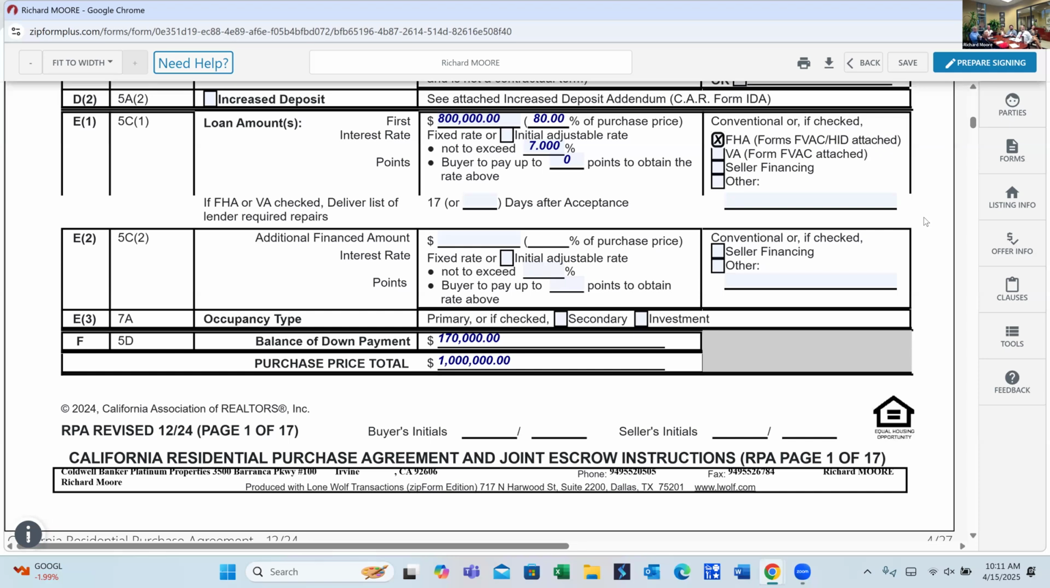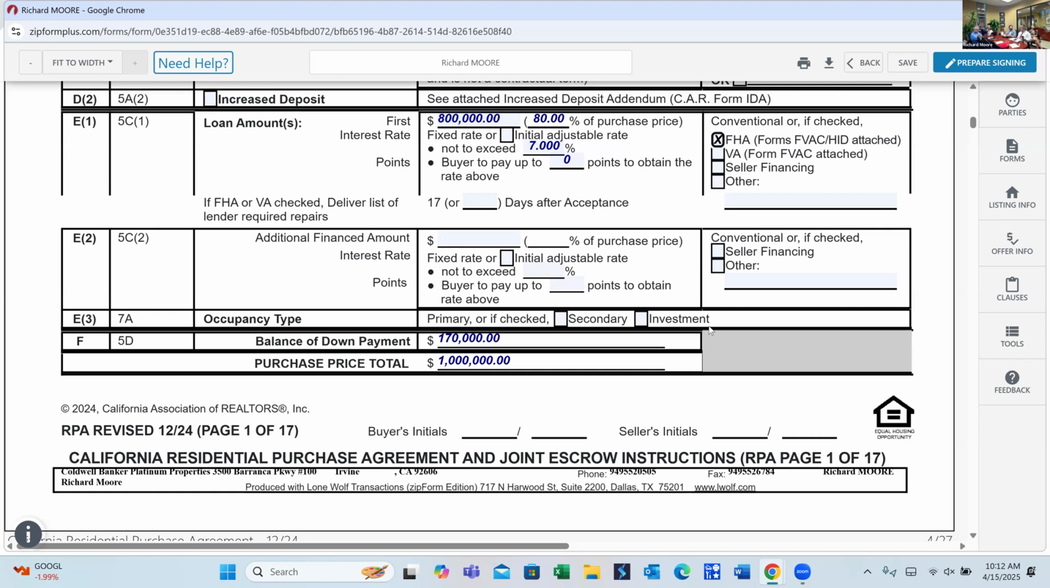And then we go down to E2, additional finance amount. Let's assume a buyer is getting a first and second loan, or there's seller financing provided, well, we would check the appropriate box. So we're still on the first page, actually. And that's E2, right?